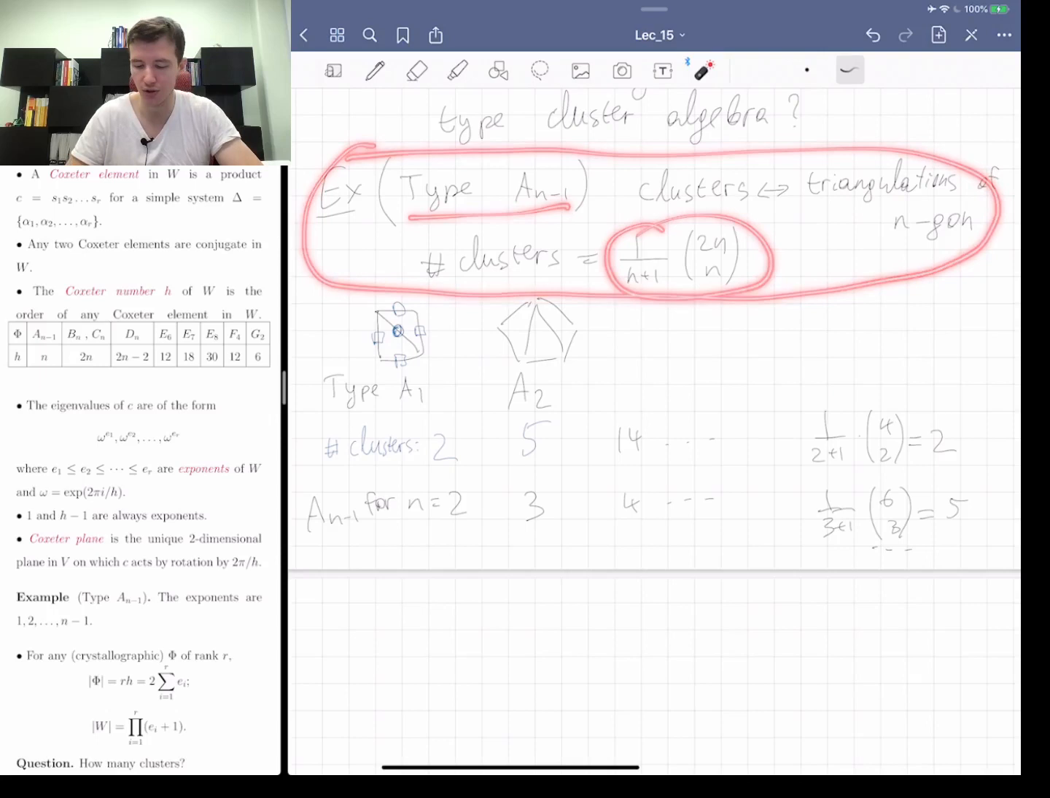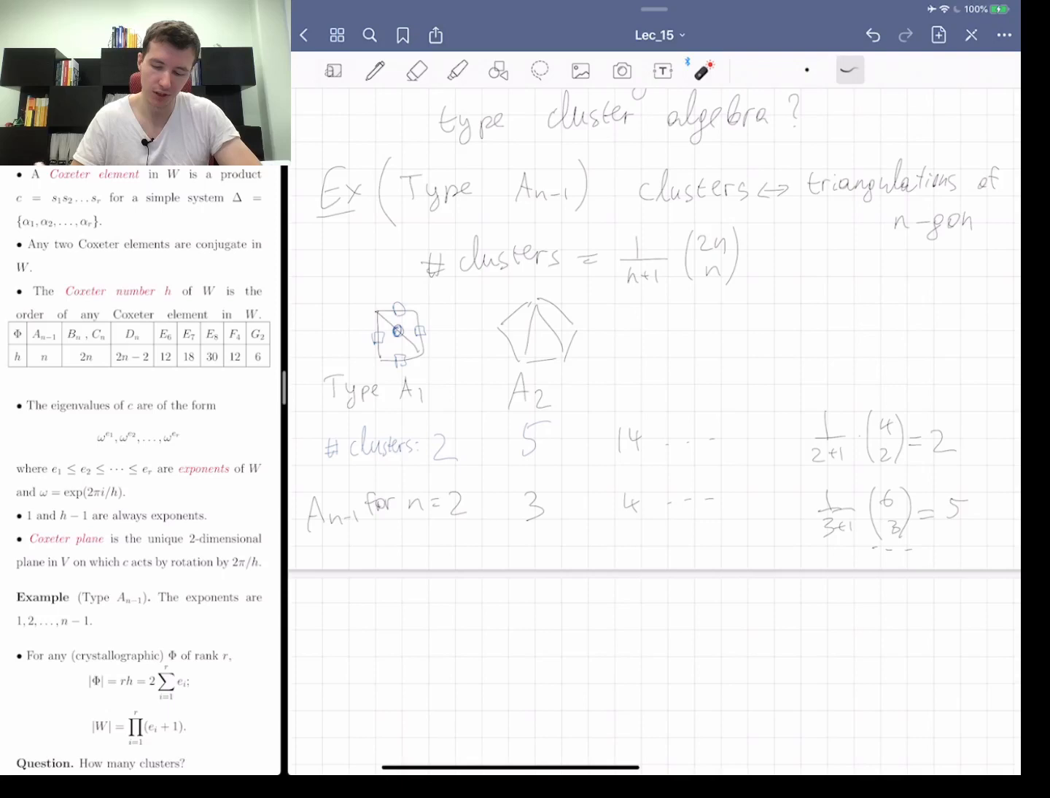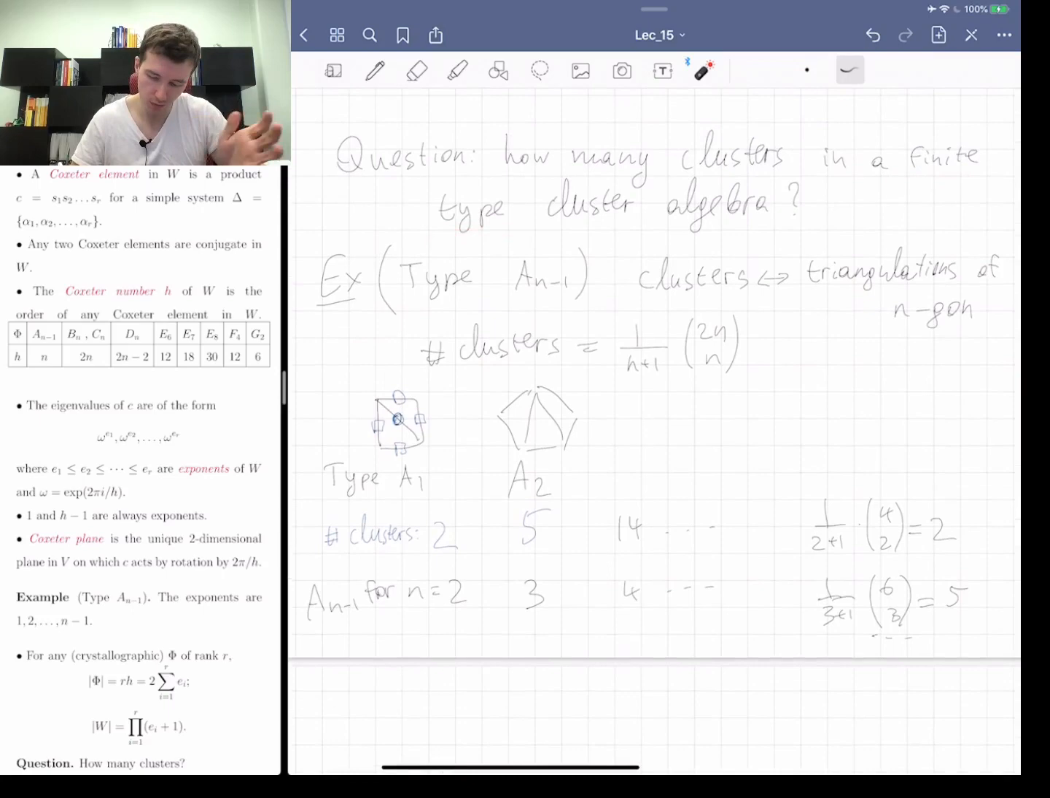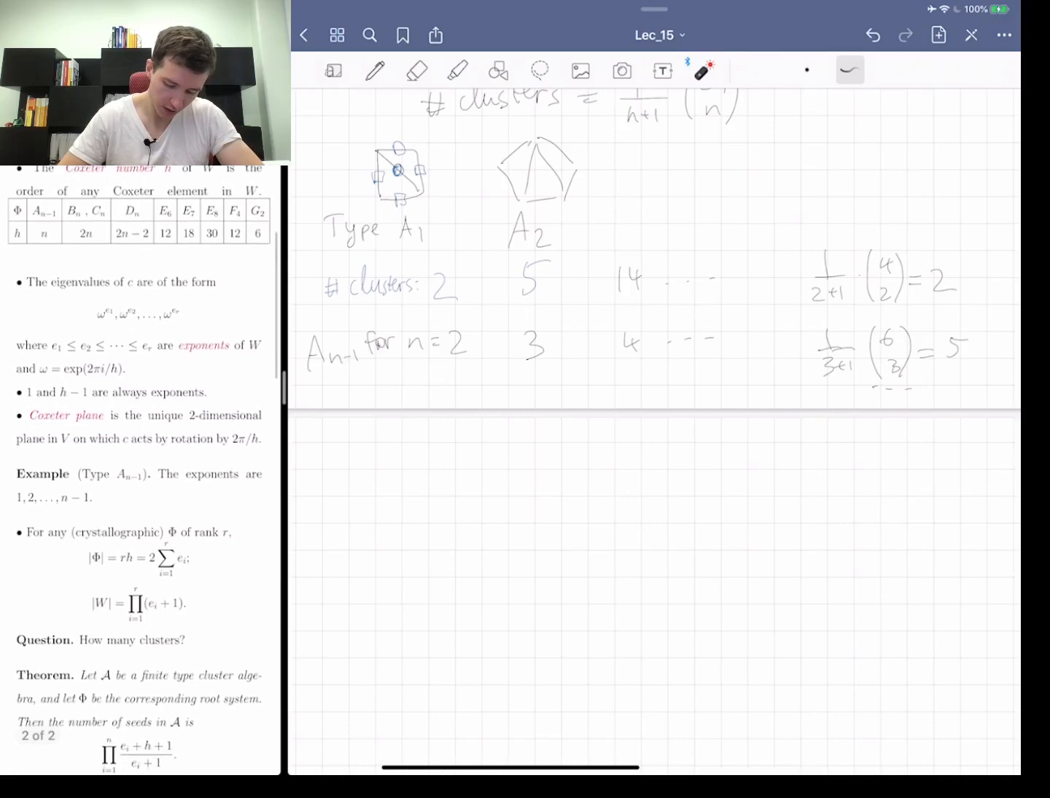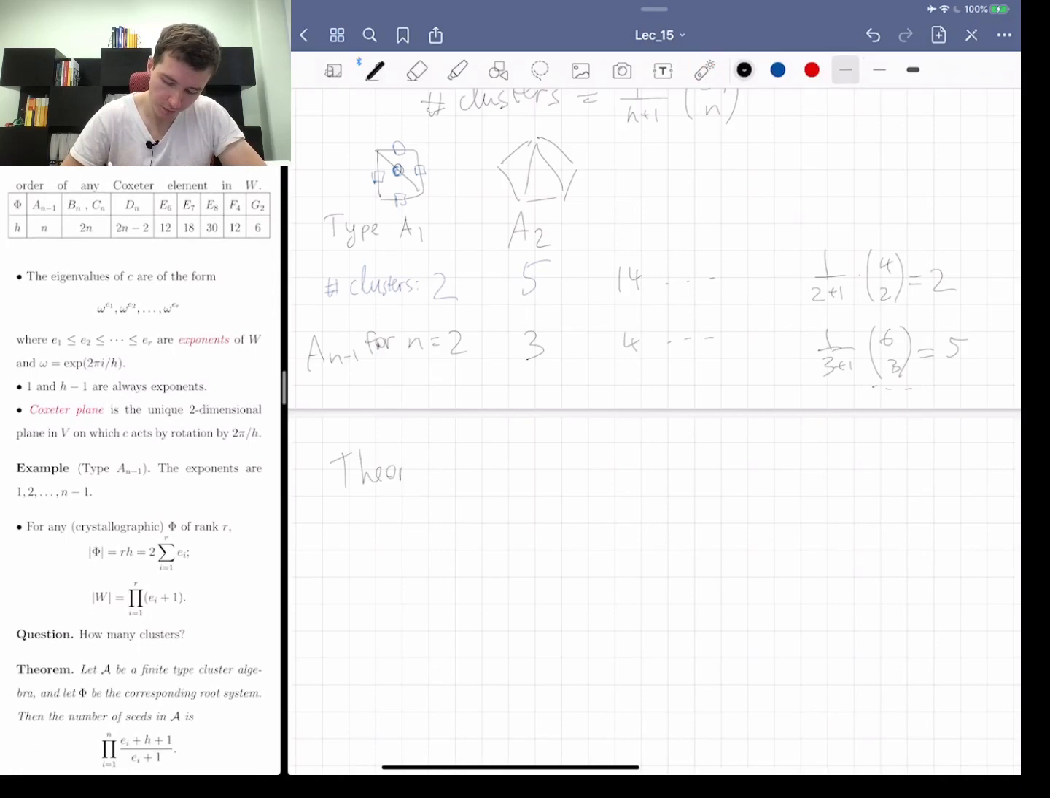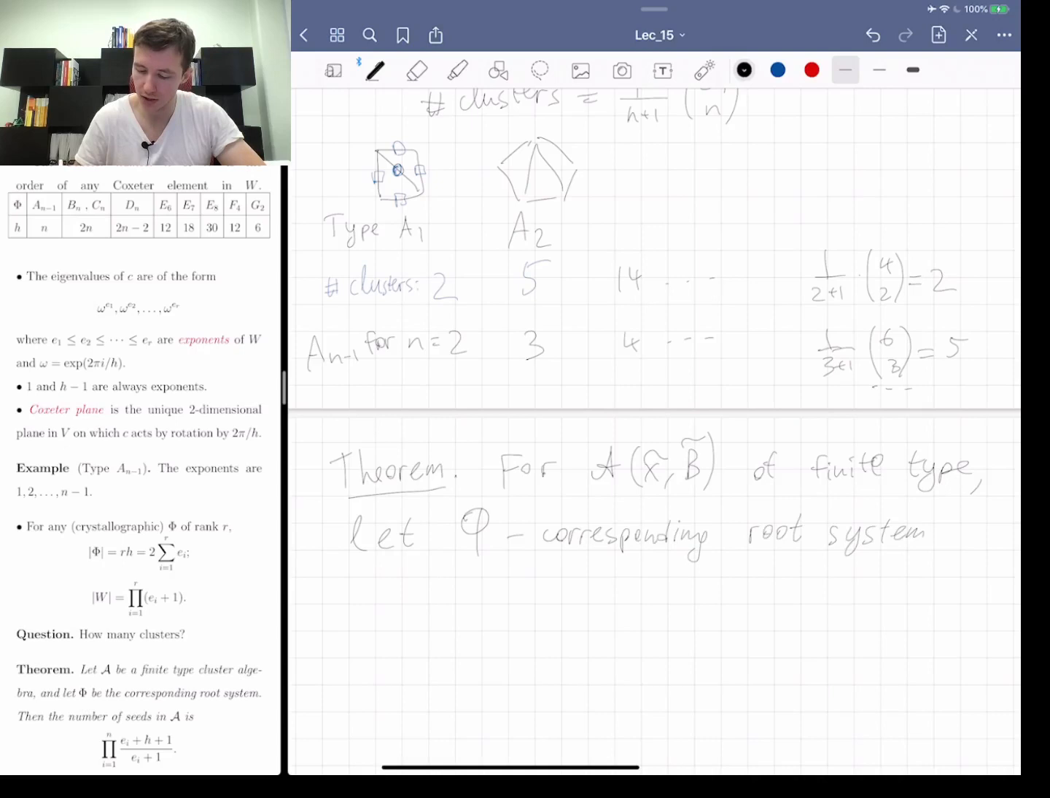Okay, now what happens in general? You can take any finite type cluster algebra, and you're going to get finitely many seeds. How many do you get? The answer is pretty nice. Theorem: if you start with a cluster algebra x tilde, b tilde of finite type, let Phi be the corresponding crystallographic root system. So finite type cluster algebras correspond to Dynkin diagrams, and so on.